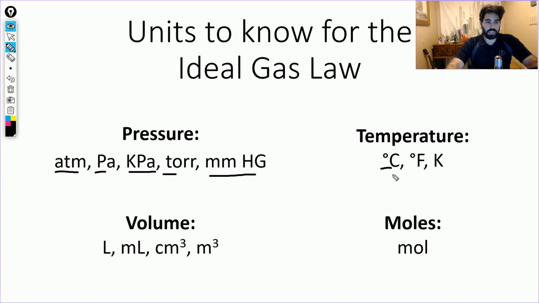For temperature, it's Celsius and Fahrenheit are the ones we're used to. The one we're going to use in the calculations is going to be Kelvin, and there's a reason for that. We'll get into it. Volume, the ones you're most often going to see are liters, milliliters, centimeters, and meters. Centimeters cubed and meters cubed.